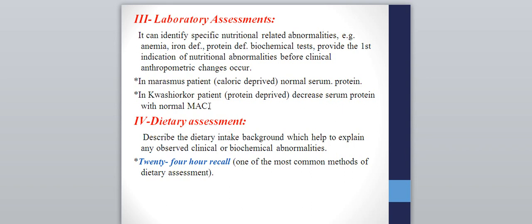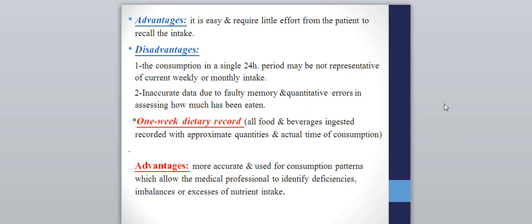And dietary assessment describes the dietary intake background. This will help explain any observed clinical or biochemical abnormality. The 24-hour recall is one of the most common methods of dietary assessment, but it carries a disadvantage. The advantage is it is easy and requires little effort from the patient to recall the intake. The disadvantage is that consumption in a single 24-hour period may not be representative of the current weekly or monthly intake.